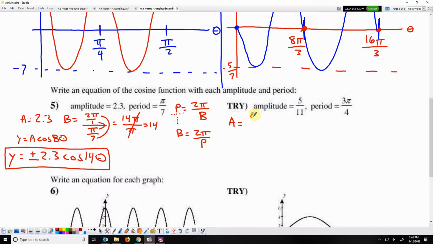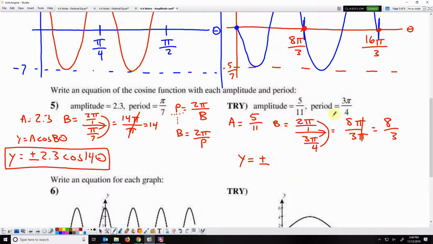So here the amplitude A is 5 over 11, B is 2 pi over the period. So that would be 8 pi over 3 pi, which is 8/3. And again, it doesn't tell us whether this is going to start at the top and go down or start at the bottom and go up. So y equals plus or minus, either one will not violate any of this information. 5/11 cosine 8/3 theta.